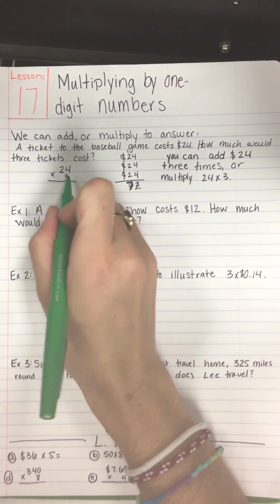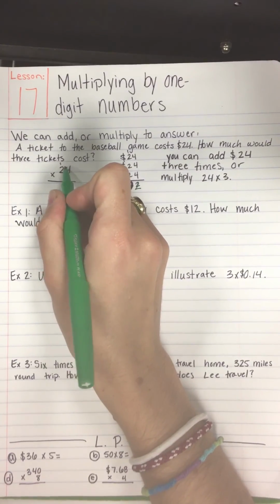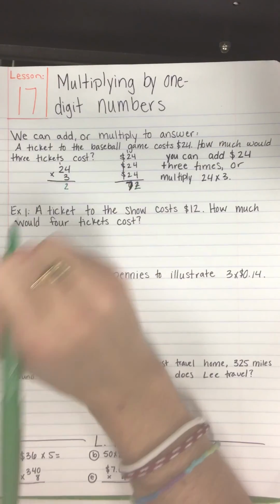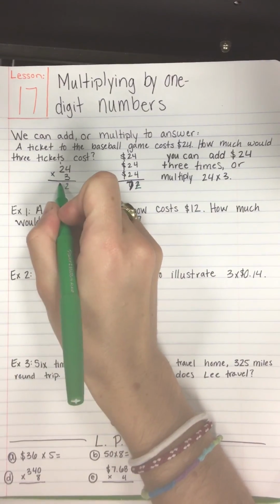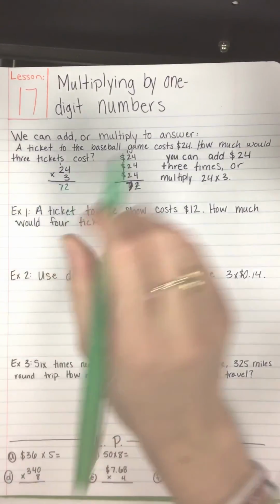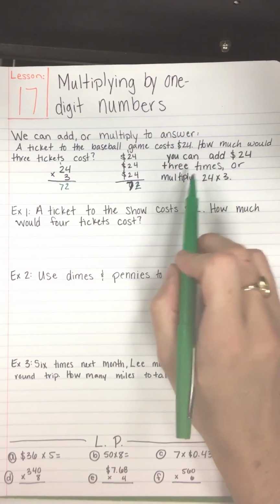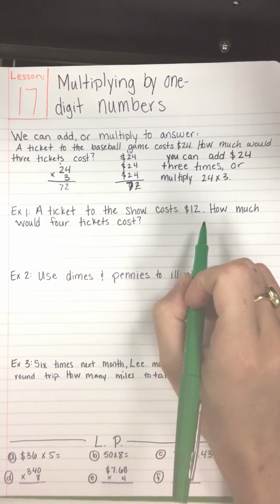So we can do that the same way. Here you'd have 12, and then 3 times 2 is 6, plus 1 is 7, so 72. You can add 24 three times or multiply 24 times 3, like I said.